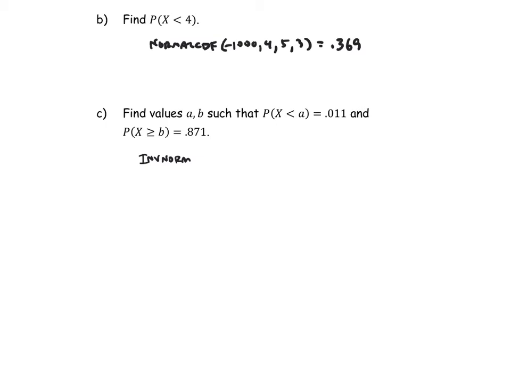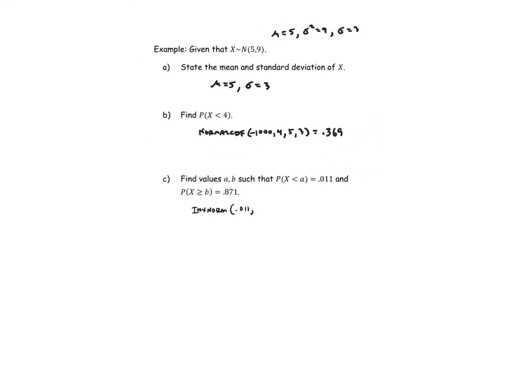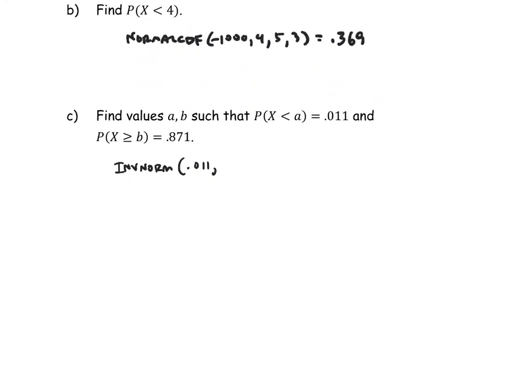So, for example, I press second vars. I go to option 3. It says inverse norm. It asks you for the area. Okay, so the first input will be the area. In this case, we would say 0.011. It asks for the mean. Well, I know that the mean of this particular distribution is 5, and it asks for the standard deviation, which we know is 3.